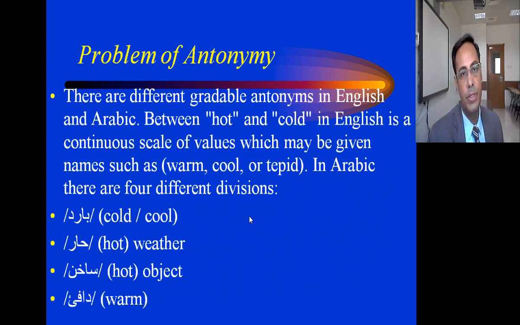Problems of antonymy. Here we have some problems in meaning. There are different gradable antonyms in English and Arabic. Between hot and cold in English is a continuous scale of values. There are other degrees which may be given names such as warm, cool, or tepid. In Arabic, we do not have the 4 different divisions we have in English: cold, cool, hot, warm.